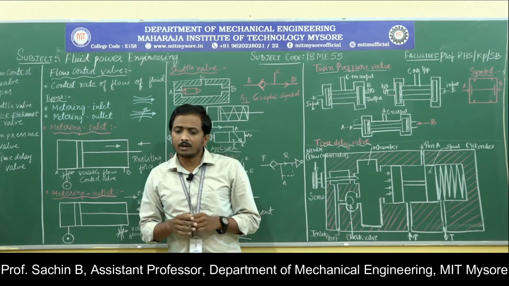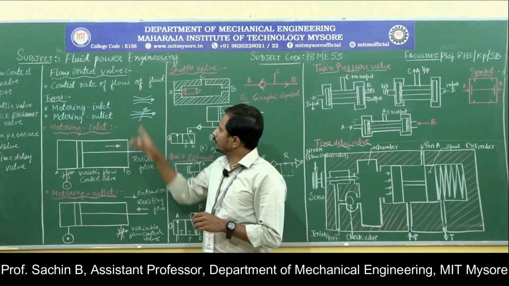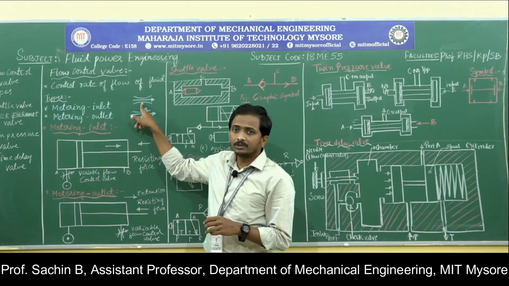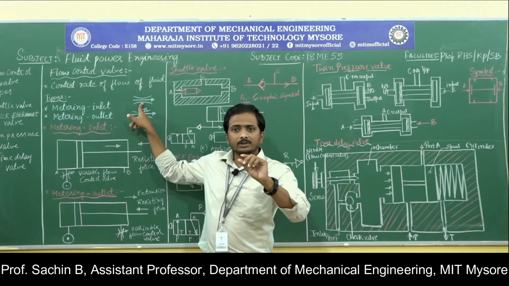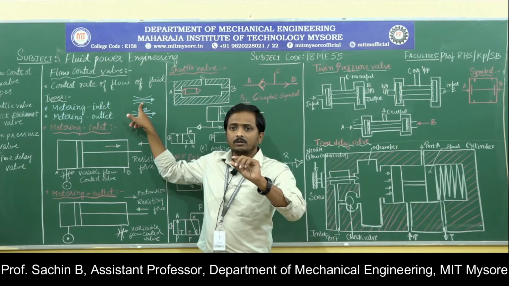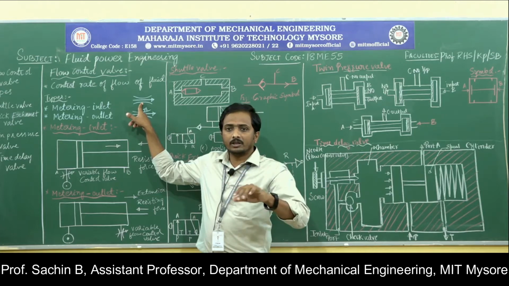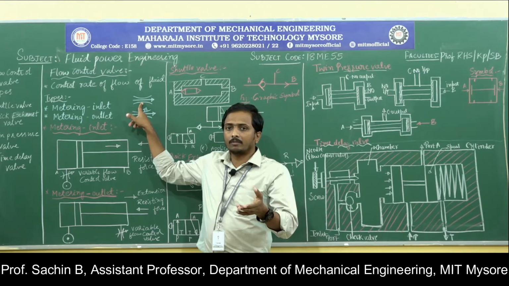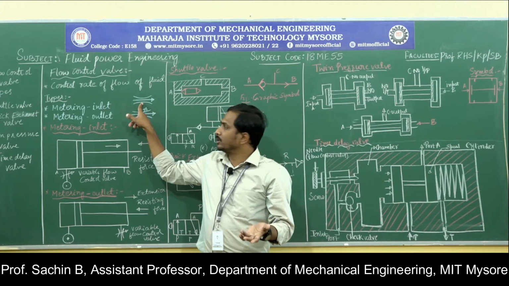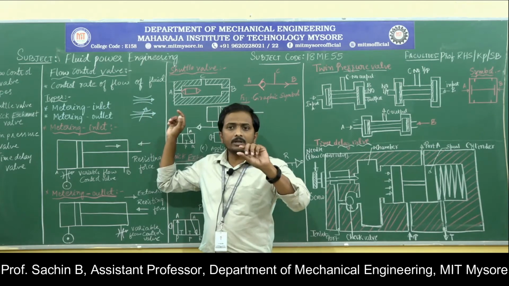When it comes to the fixed type of flow control valve, we use this symbol. Here the orifice diameter is fixed, and they do not vary the flow of fluid with the help of any other external devices like a needle, ball type or poppet type valves. Here the orifice diameter is fixed.